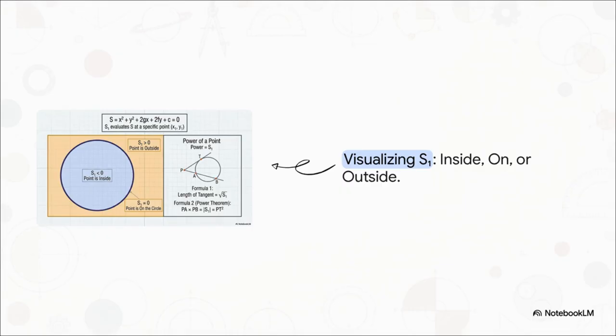But wait, it gets better. If you are on the outside, taking the square root of S1 instantly gives you the exact length of the tangent line drawn from your location straight to the circle. It's an absolutely phenomenal shortcut.